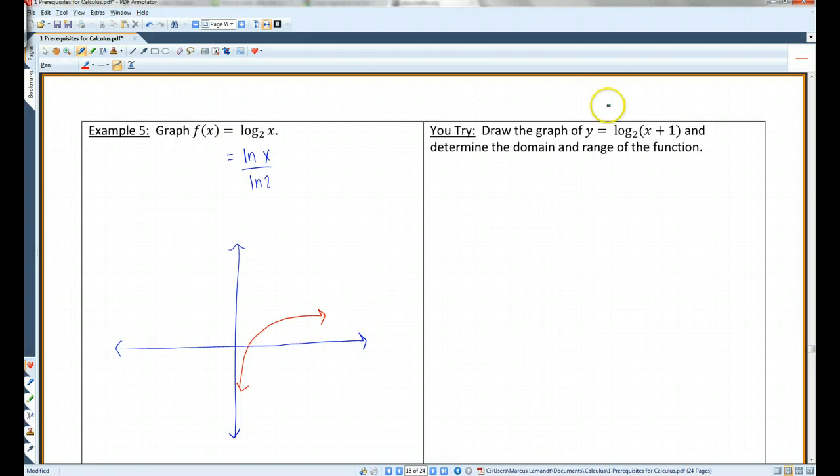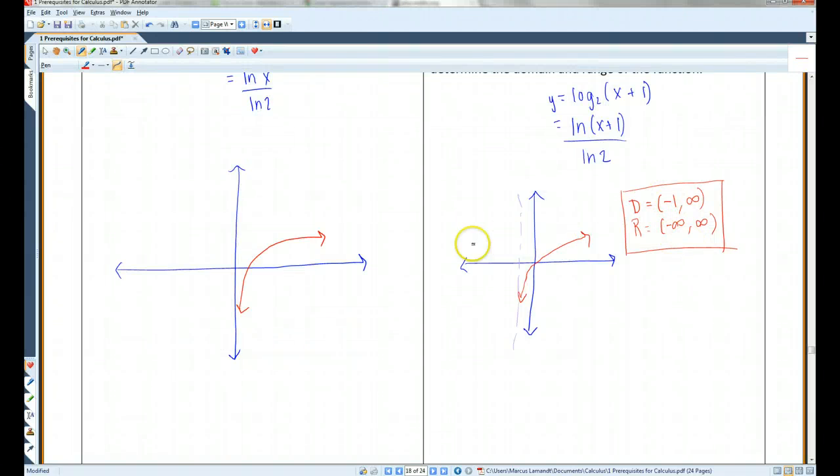Alright. Draw the graph of this and determine the domain and range of the function. Go ahead and try that. And then when you think you have it, hit play. Alright, this is what you guys should have gotten.